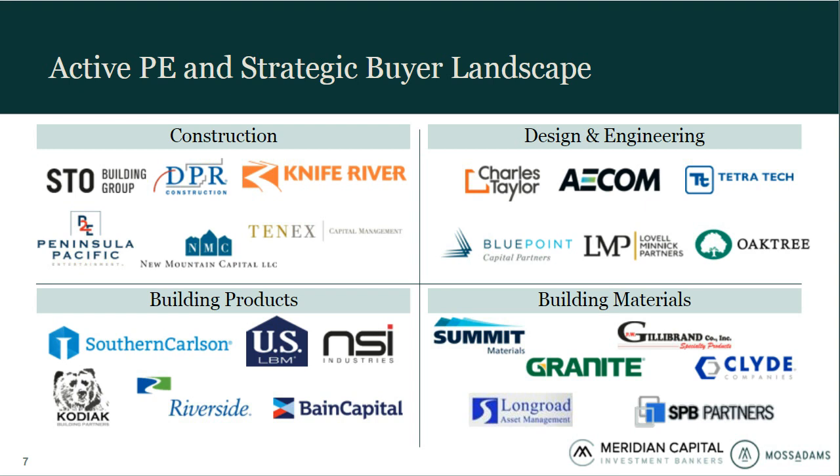And so we listed a smattering here of the most active in each of the 4 verticals that we're talking about today. STO Building Group, DPR, Knife River, all very successful commercial builders and civil builders and building materials and aggregates providers, very acquisitive. And Peninsula Pacific, New Mountain, and 10X have shown a willingness to invest in contractors and construction services providers, which is a little bit of a newer trend in that segment.